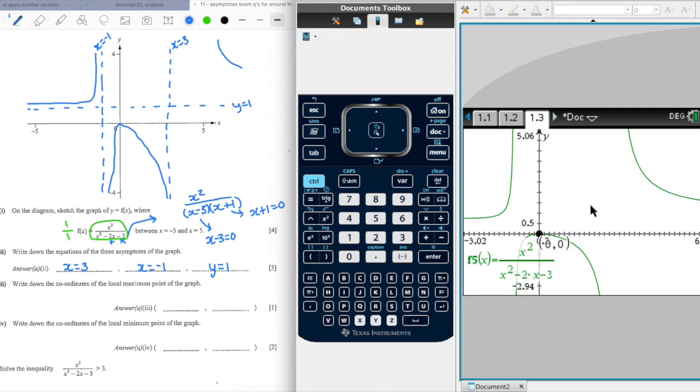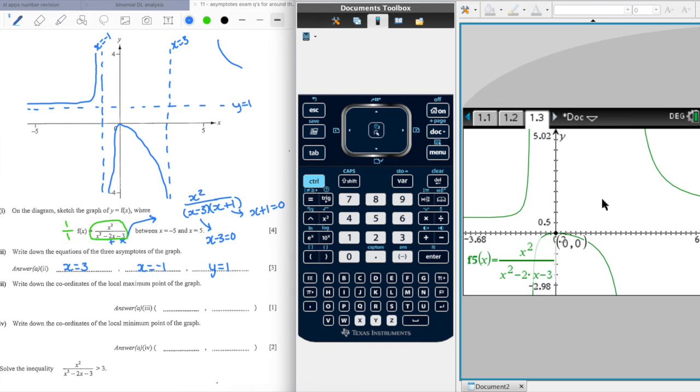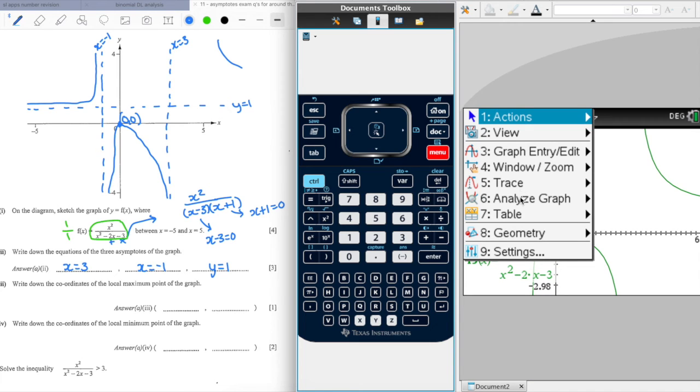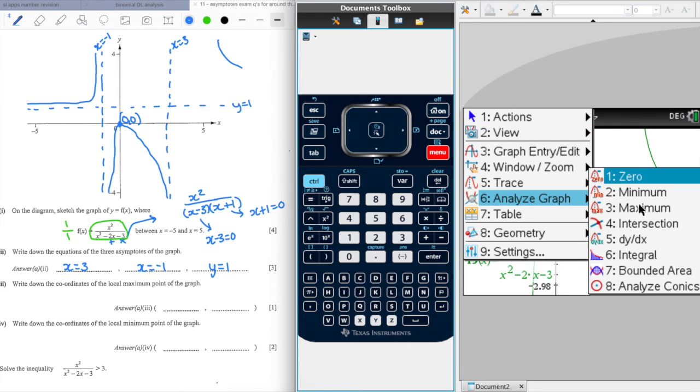Okay, so yeah, it crosses through at 0, 0. Let's move that back. So we know that I can also label onto my function 0, 0, where it crosses through. So I need to write down the coordinates of the local maximum point of the graph. The maximum point can be found by doing menu, analyze graph, and maximum point.